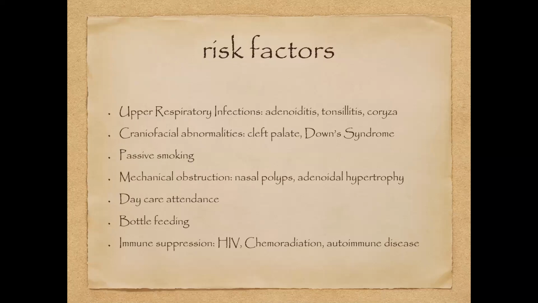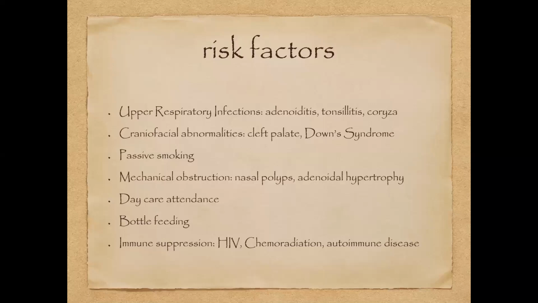Risk factors of acute otitis media, or otitis media with effusion, or chronic otitis media. We have said one is upper respiratory tract infection: adenoiditis, we know that adenoids are found in the nasopharynx, tonsillitis in the oropharynx, or coryza, flu. So when you get this infection, it will affect the mucosa of the respiratory system, and if untreated early, the infection will ascend into the middle ear via the eustachian tube and cause otitis media.